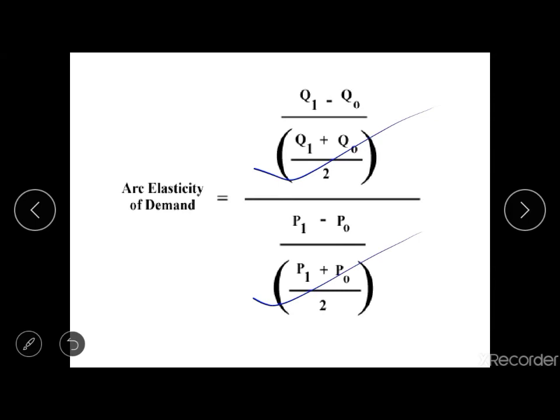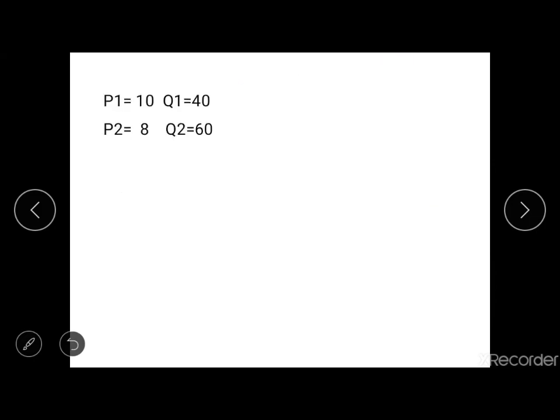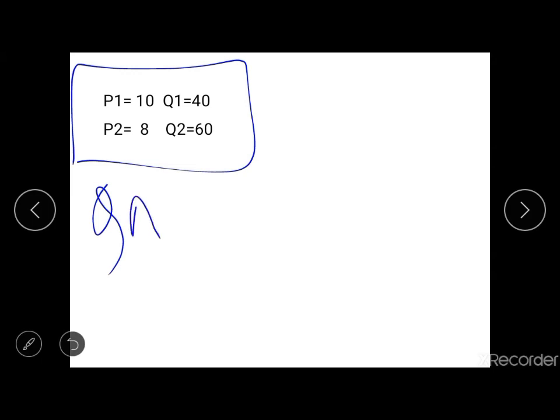That's why this method is more scientific and more convenient. Now for the same data, let us find the arc elasticity of demand by the midpoint method. Let us first find the midpoint of the quantity. Let's call it Q average, the average quantity. That would be 60 plus 40 divided by 2. It's 100 divided by 2, which gives you 50.